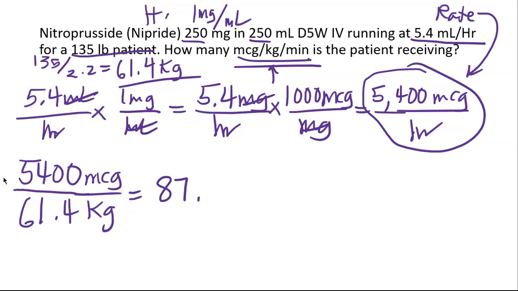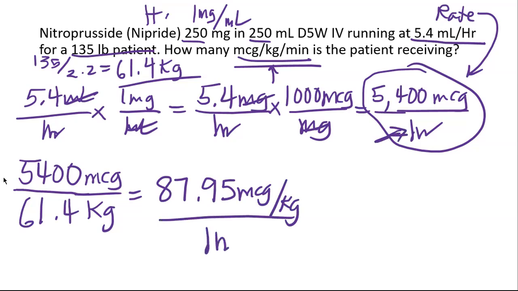Okay, and that's going to be 87.947, and so on. So let's just keep two numbers here. We're going to say 5 because 7 is high. So we're going to say this is micrograms per kilogram. Okay, but we're still talking about hours here. So we have to get this per hour.